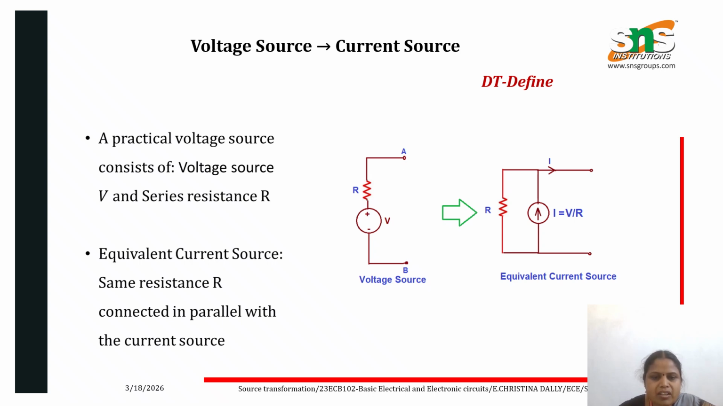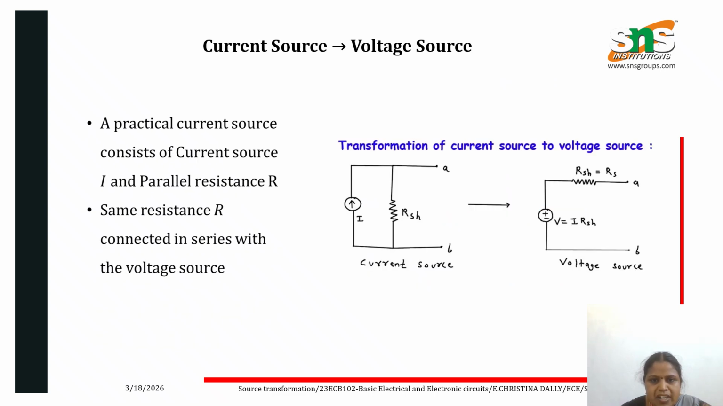Here the voltage source has been converted into a current source. Suppose a practical voltage source consists of V and a series resistance R. Now it has been converted into the equivalent current source, where the same resistance R is connected in parallel with the current source. This is the diagram of conversion of a voltage source into a current source.